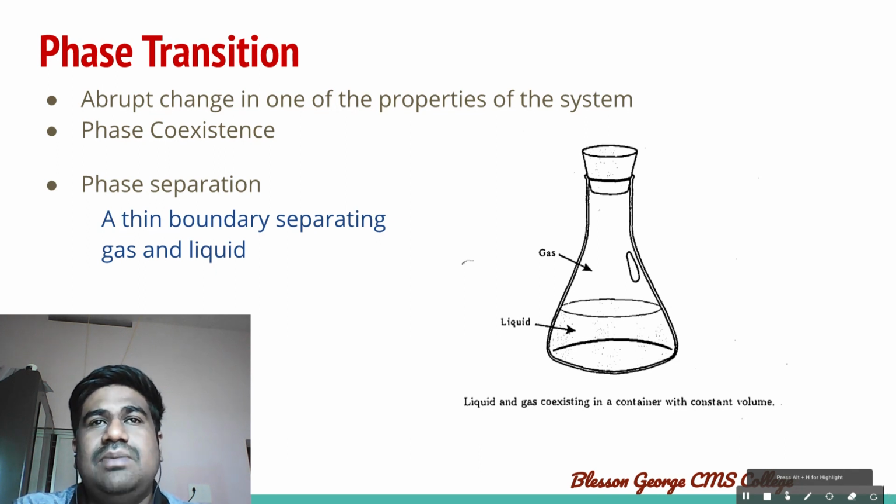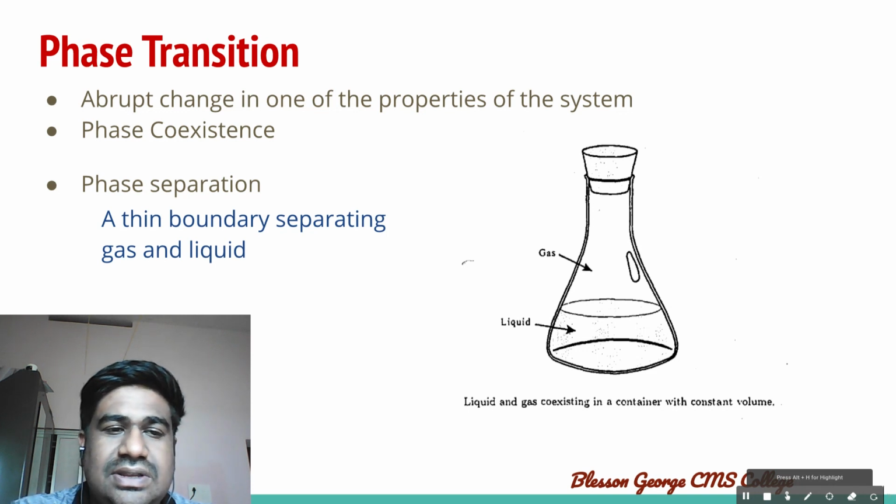So these are the three important properties of phase transition. I'll say it once again. There will be an abrupt change in one of the properties of the system, phase coexistence, and phase separation.